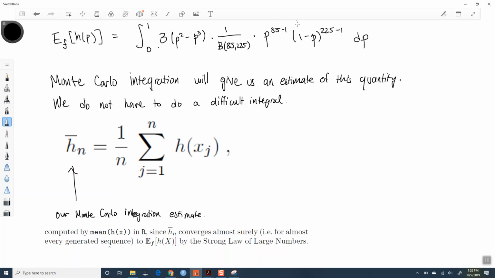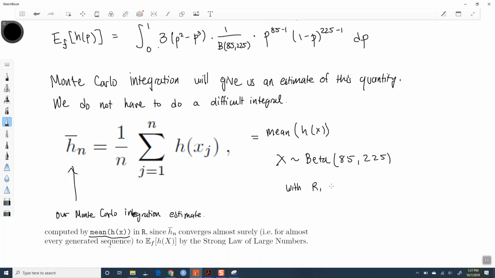Okay, but anyway, this is all we do, right? It just says mean of h of x. That's the answer, right? So this is 1 over n of, this is basically equal to the mean of h of x, okay? And the key is that x is drawn from the beta distribution with shape parameters 85 and 225, okay? And with R, this is really, really easy, okay? So just draw n samples, on the order of thousands or tens of thousands, maybe even millions, okay?